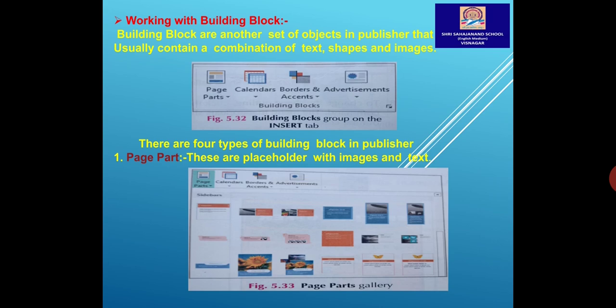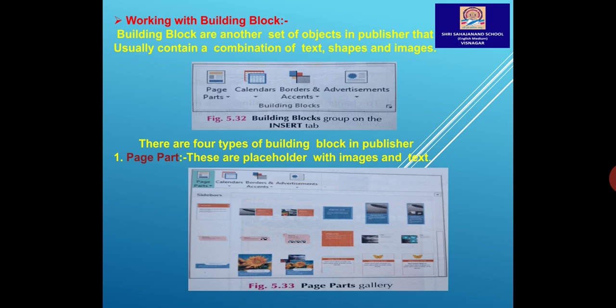Next one is working with building blocks. First thing, what is meant by building block? Building blocks are another set of objects in Publisher that usually contain a combination of text, shapes and images. You can insert a building block in your file and modify it as per your requirement. There are 4 types of building blocks: page parts, calendars, borders and accents, and advertisements. Here is a figure about it, which is available on the Insert tab.